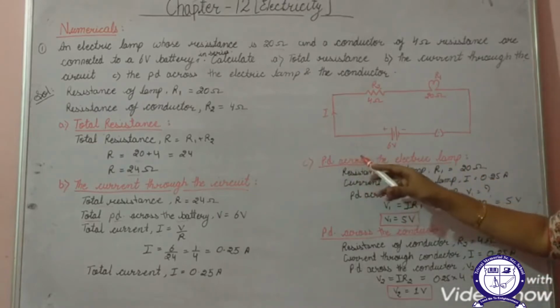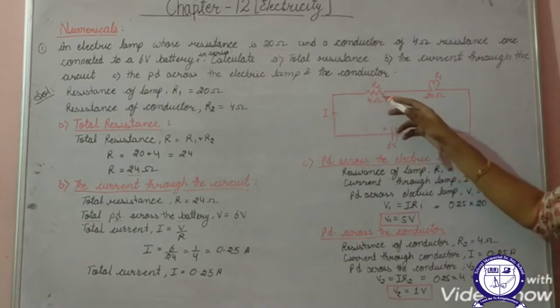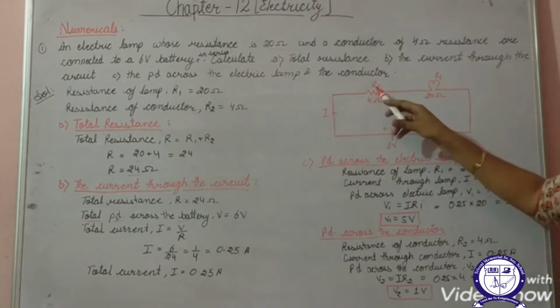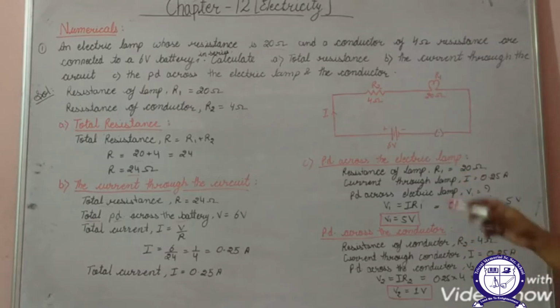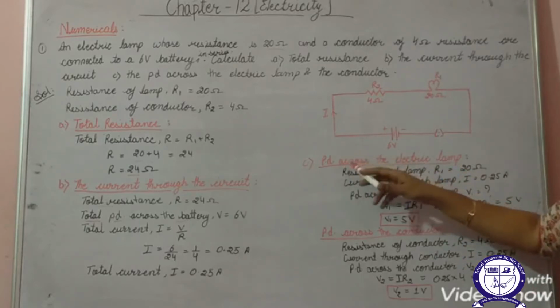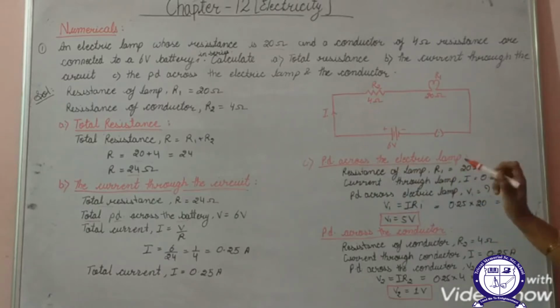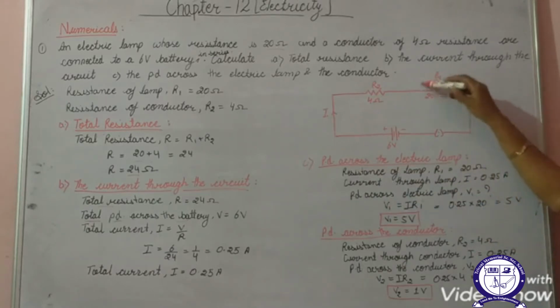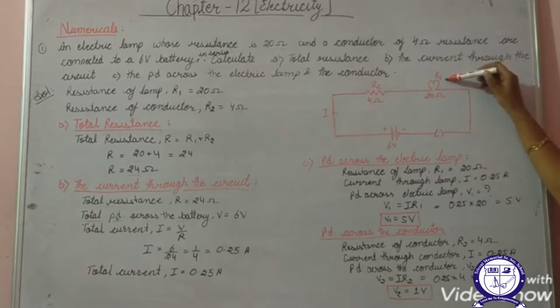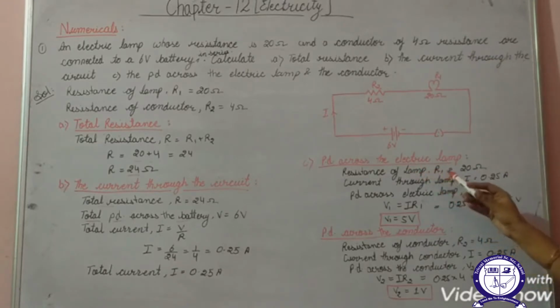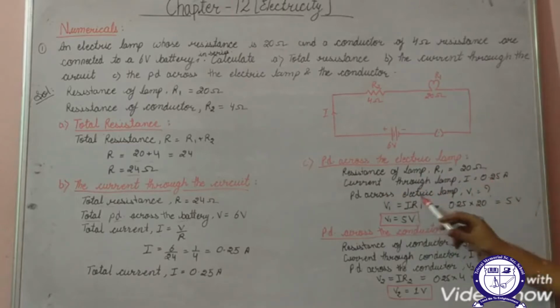Next is the potential difference across the electric lamp. We know that in series the potential will be different across different resistors, so there will be different potential across the conductor and across the lamp. We'll calculate them separately. First, the potential difference across the electric lamp. We will require the resistance of the lamp and the current through it. Resistance of the lamp is given as 20 ohm and current through the lamp is 0.25 ampere. So potential difference will be given by V equals I into R. Substituting the values, we get the answer to be 5 volt.